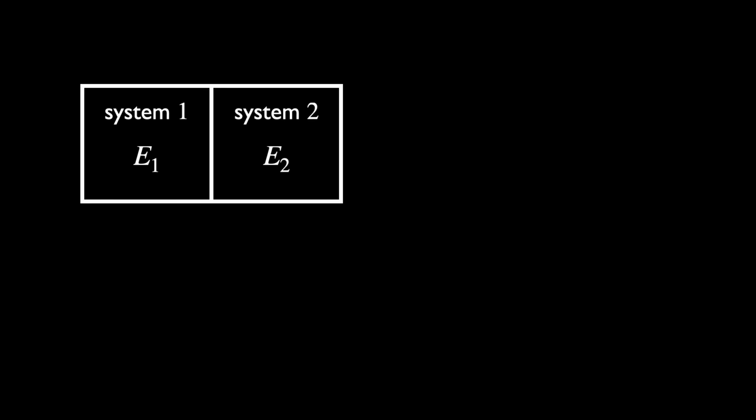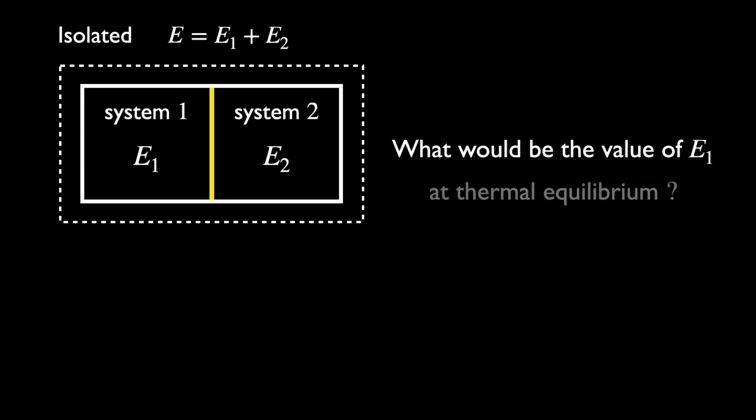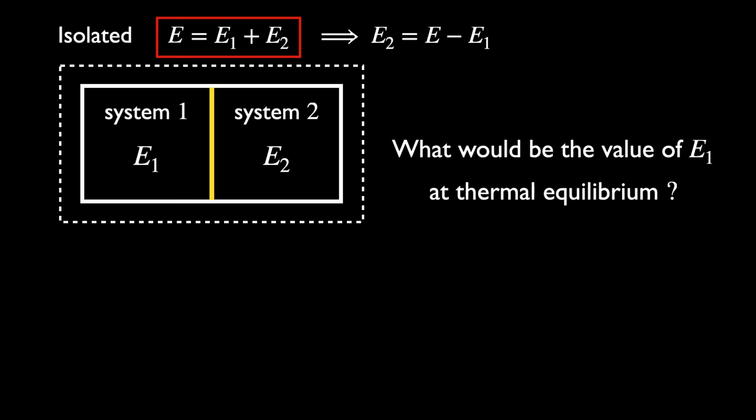Consider the situation where two systems are brought into thermal contact with each other such that they are able to exchange energy. But taken together, they form an isolated system with a conserved total energy E. Assuming that initially, the two systems are not in thermal equilibrium, what would be the final energy of system 1 as energy is exchanged to reach this equilibrium? As for the energy of system 2, it is simply E minus E1 due to energy conservation.